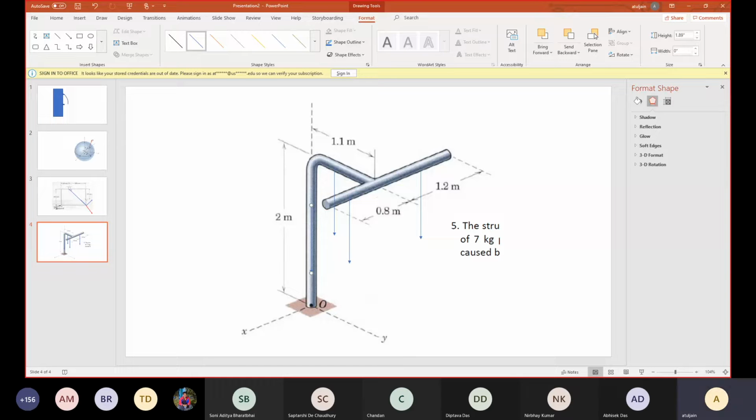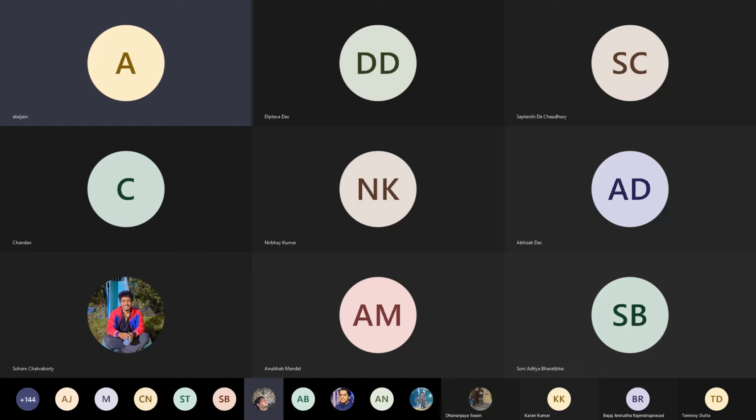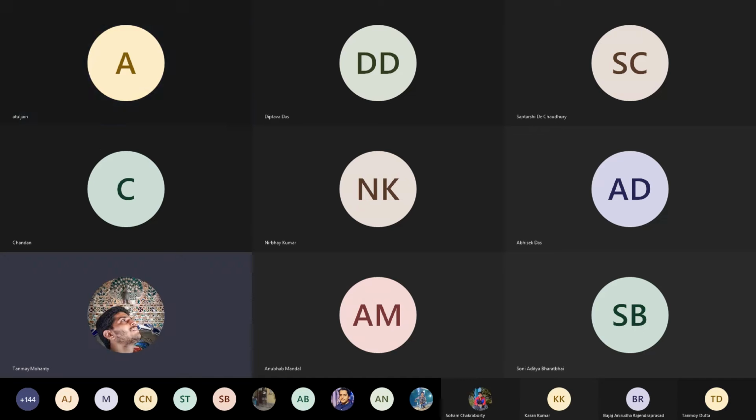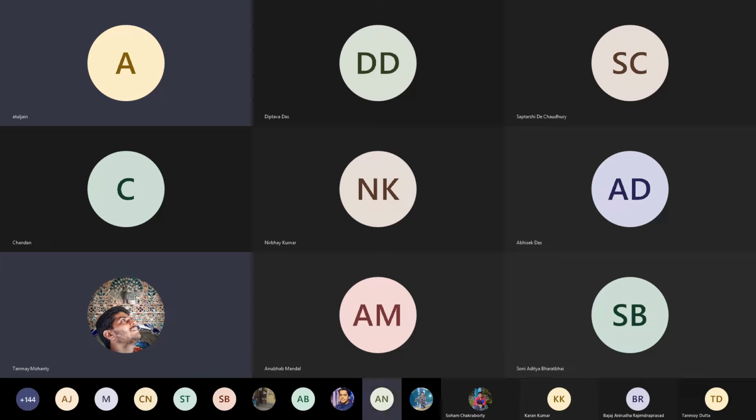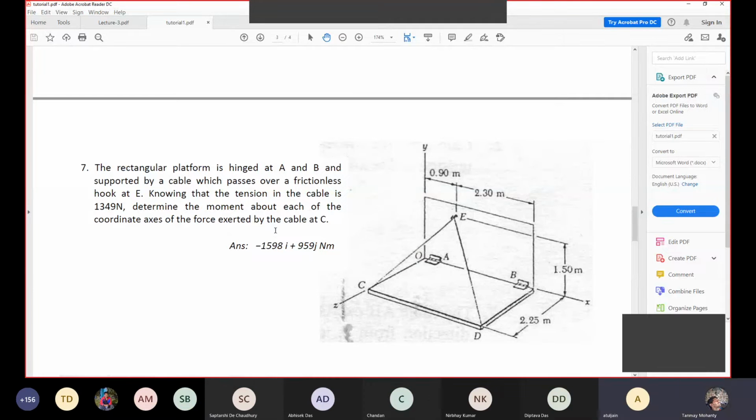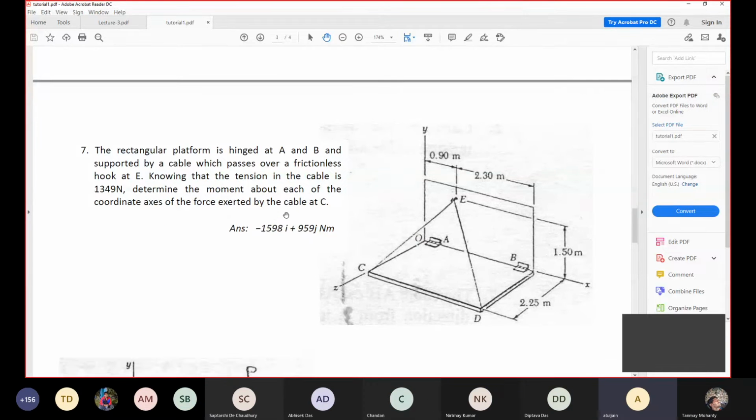Sir, in question number 7. Good. So now we are coming back to our problem sheet. Let us share the content. I was unable to understand the solution of number 7. One minute. Can you see question number 7?